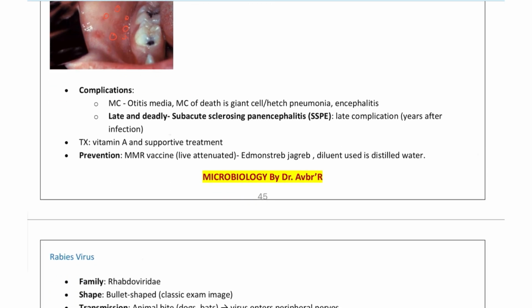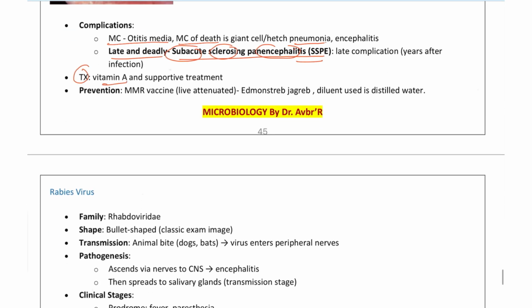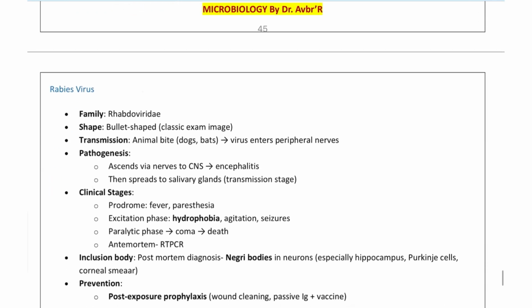The most common overall complication is otitis media. Most common cause of death is pneumonia. Late and deadly will be the SSPE. This question is also asked. Subacute sclerosing panencephalitis will be seen in this patient. What is the treatment? Vitamin A with supportive treatment. MMR strain again, Edmonston-Zagreb is a common strain that we are going to use for this infection.